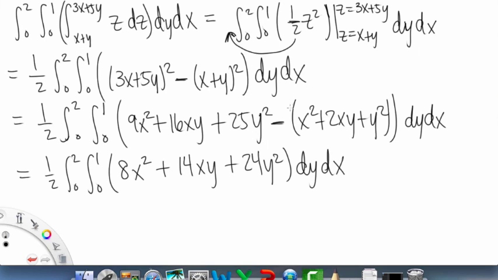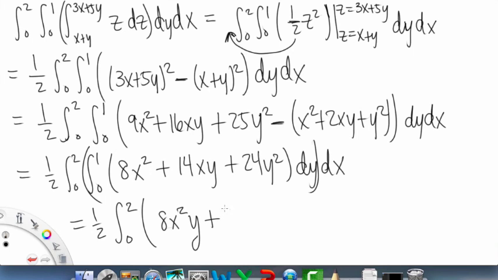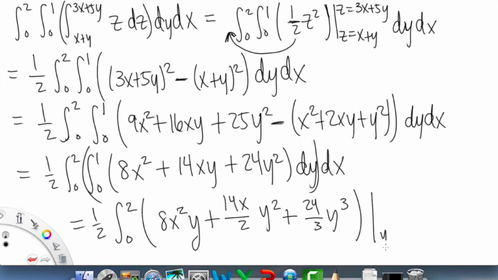All right. So now we're going to be integrating this inner one with respect to y. So that means holding all x's as constants, all right? Okay, so let's proceed. And we get 8x squared, that's just like a number, right, times y, plus, and now we have 14x over 2 times y squared, plus 24 over 3 y to the third. Okay, and y is going from 0 up to 1. Alright, and then we have our dx sitting over there.